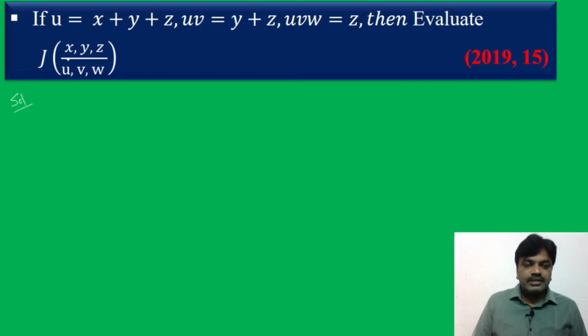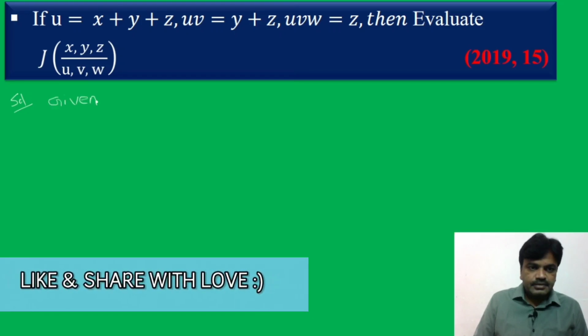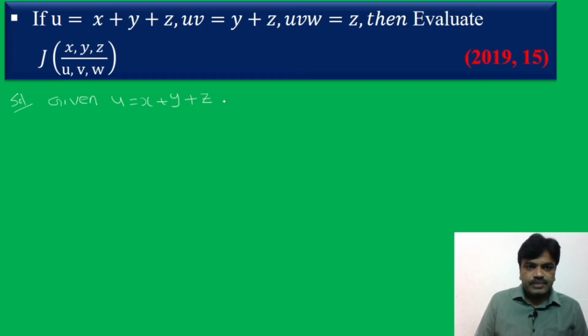Here it is given J of x, y, z upon u, v, w. That means x is a function of u, v, w, y is a function of u, v, w, z is a function of u, v, w. But it is given here u is equal to x plus y plus z, uv is equal to y plus z, and uvw is equal to z. So rearrange the terms here. So write the given: u equal to x plus y plus z, and uv equal to y plus z, and uvw equal to z.